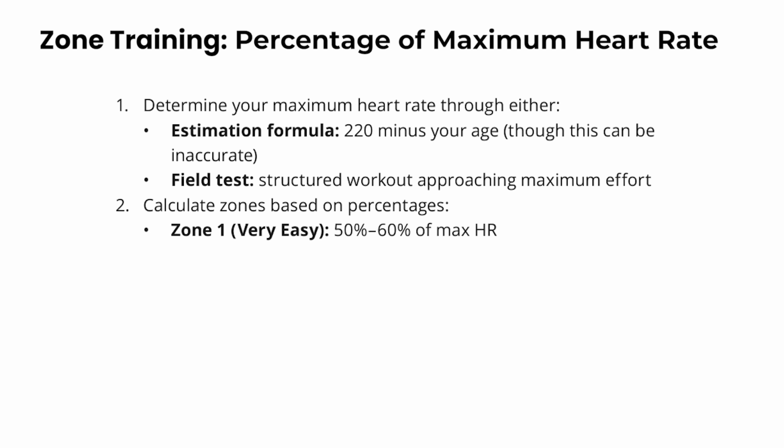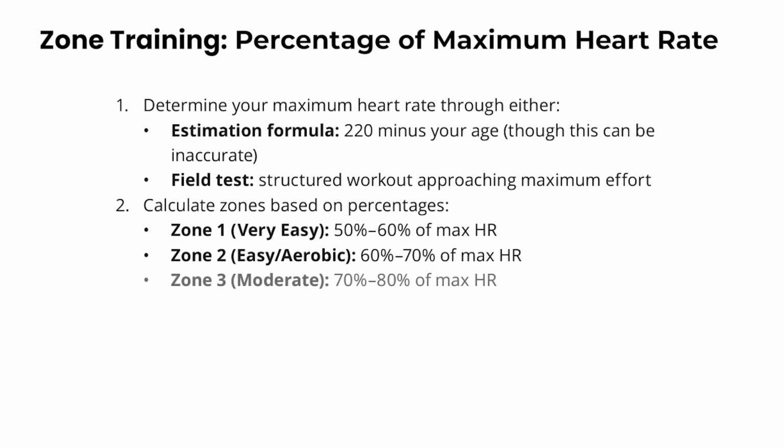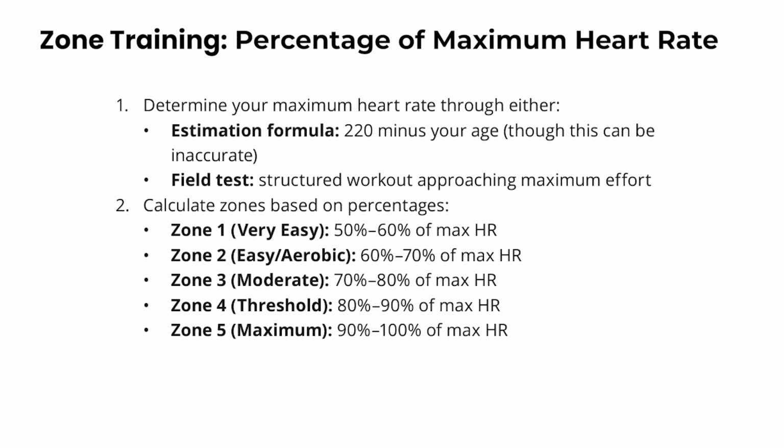Zone 1 is very easy, 50 to 60% of max heart rate. Zone 2, easy aerobic, 60 to 70% of max heart rate. Zone 3, moderate, 70 to 80% of max heart rate. Zone 4, threshold, 80 to 90% of max heart rate. Zone 5, maximum, 90 to 100% of max heart rate.